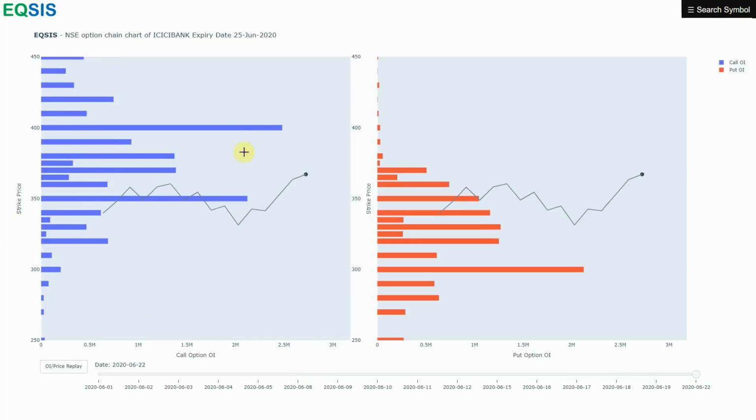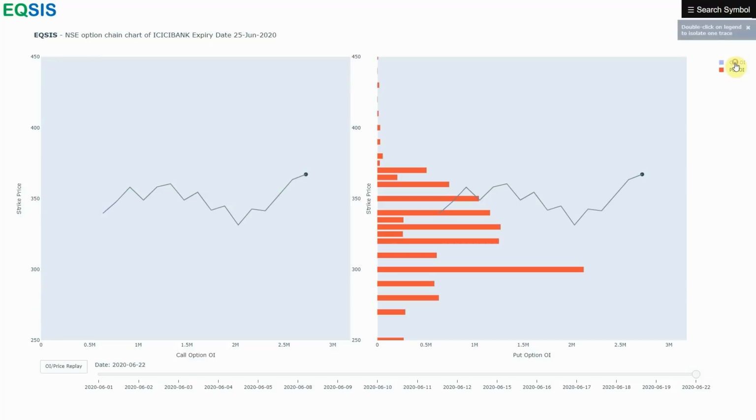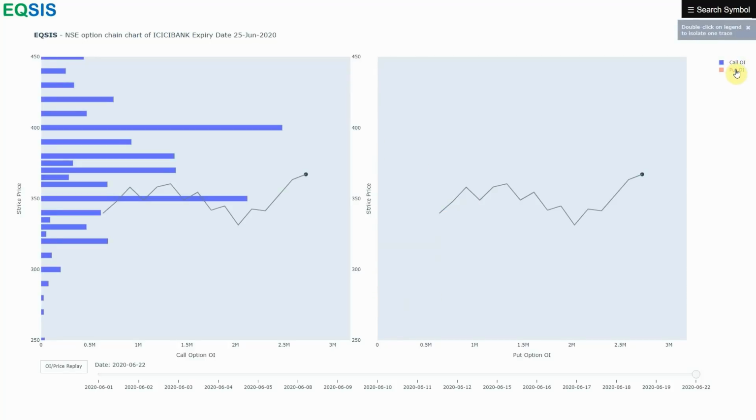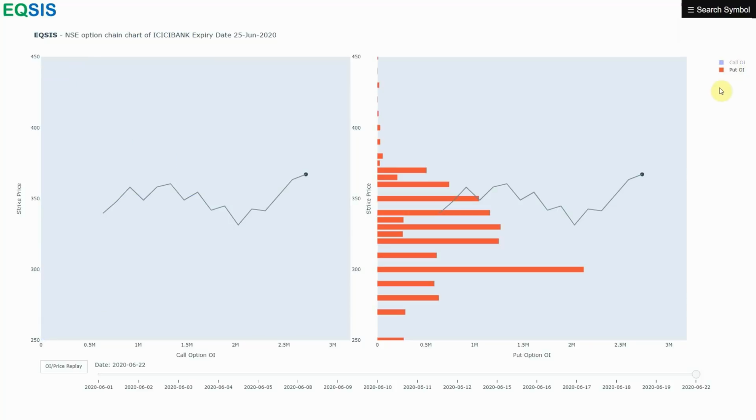The call option is populated here and the put option is populated here. I hope you can see the legend here. This line is the price movement. As the price makes progress, how the open interest behaves on various strike prices gives us a clue whether people are actually standing firm at the resistance or withdrawing at the resistance.